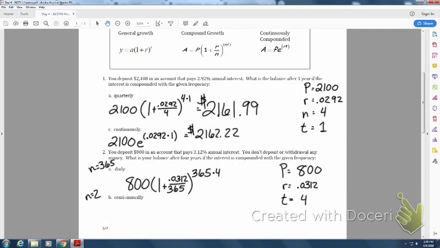Now, real quick, look up here. Max, I think it was either Max or Garrett, asked me a question that reminded me to talk about this. Because I said earlier that all of these problems are going to be growth. Whenever you had a growth problem, you would have to do the 1 plus whatever. This formula already has that 1 plus in it, so you don't need to do that. Don't put 1.0312 up here as your rate. Just do the percentage as that decimal.